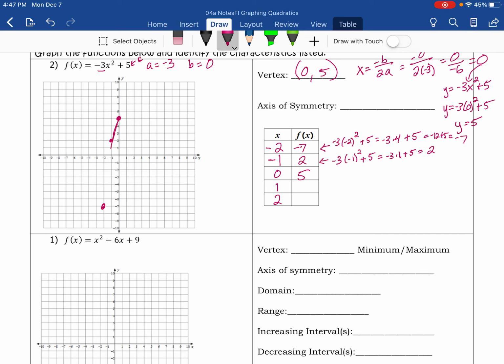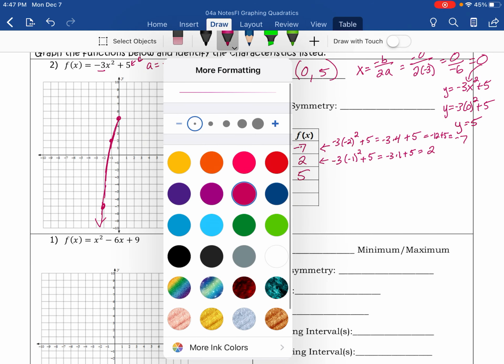-2, -7. So I have half of my graph plotted, which is delightful. Okay, now let's look at the other side of my graph.